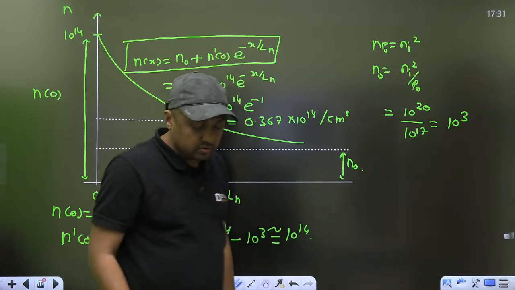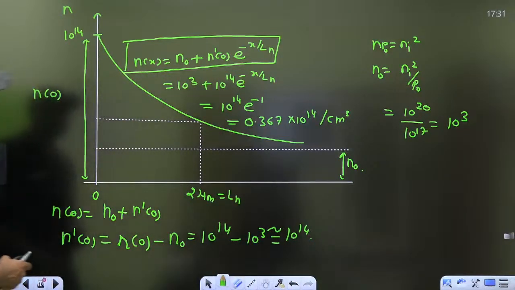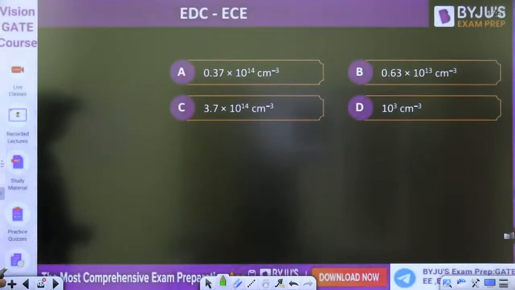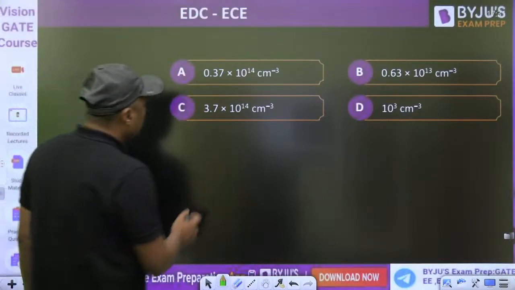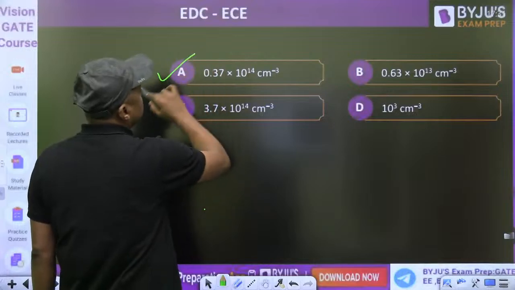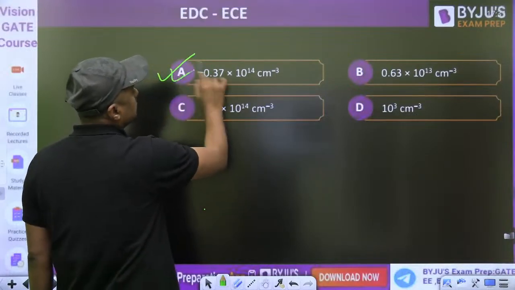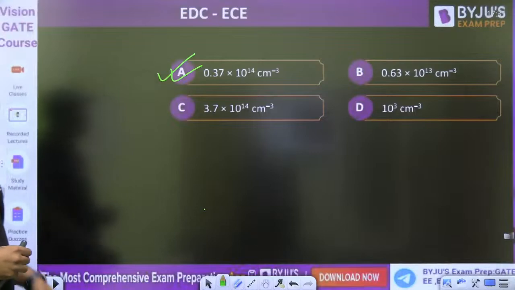Okay then, next one. This is the answer: 0.37 into 10 raised to power 14.